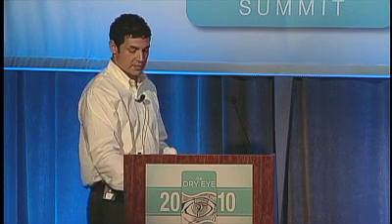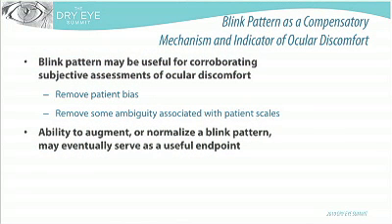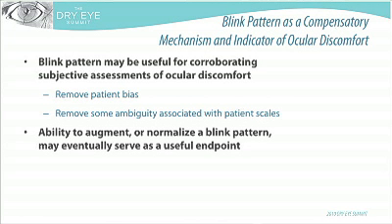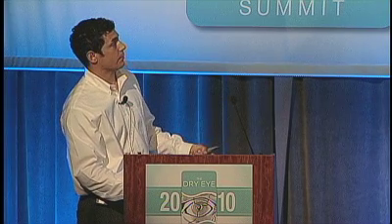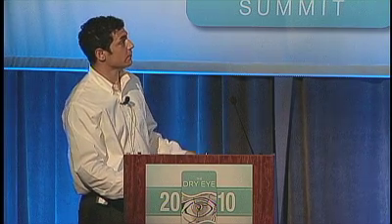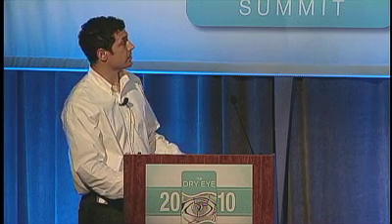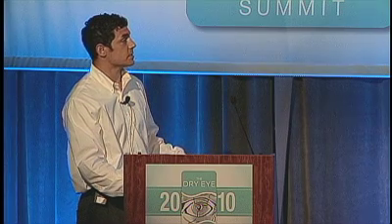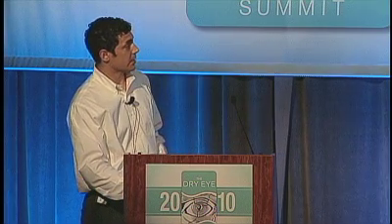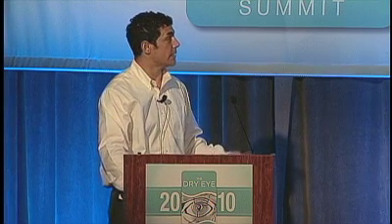Now, taken alone, this information is not earth-shattering. We have an irritated blink pattern versus a blink pattern that is suggestive of less irritation. However, from the perspective of drug development, this is important. We believe that blink pattern is useful for corroborating subjective assessments of ocular discomfort. It helps to remove some of the patient bias and some of the ambiguity associated with patient scales. We can use it to our advantage. Also, we feel that the ability to augment or normalize a blink pattern may eventually serve as a useful endpoint.